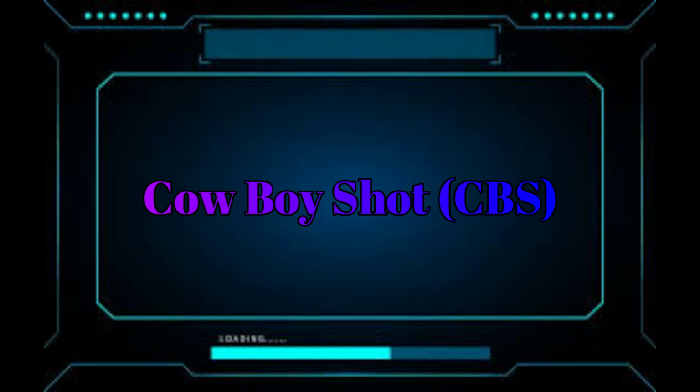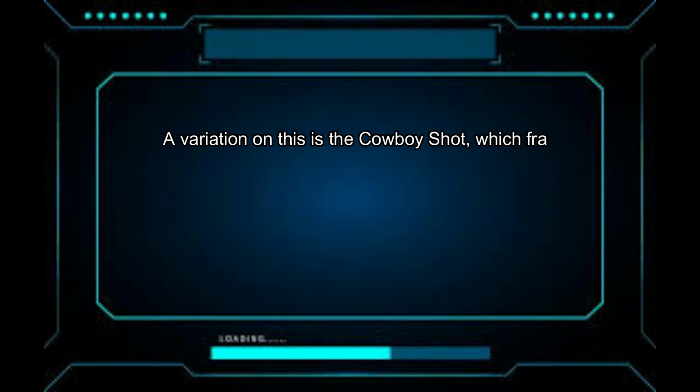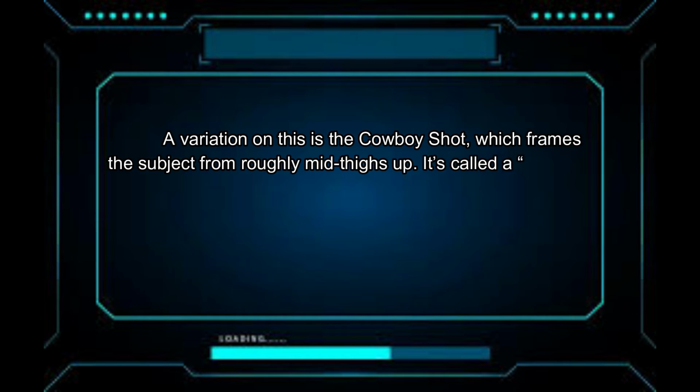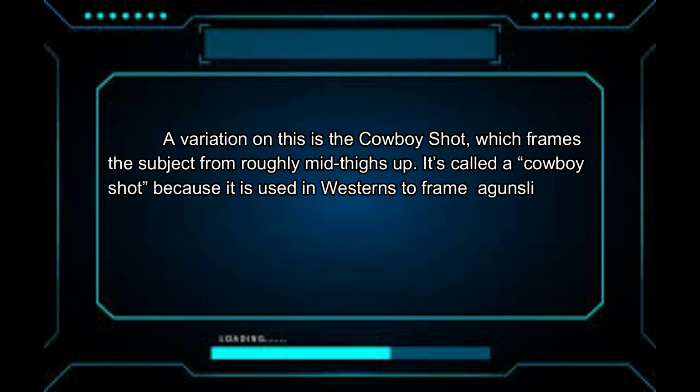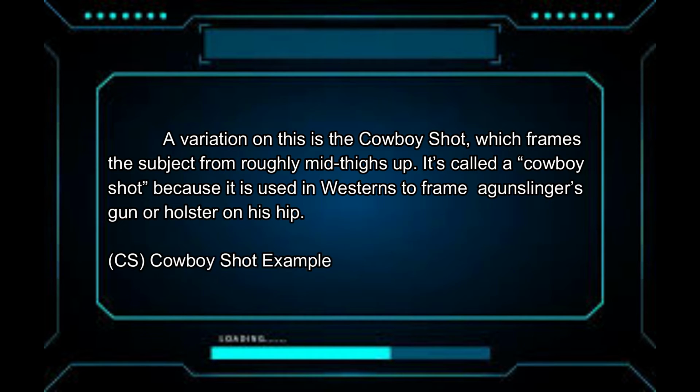Cowboy shot. A variation on this is the cowboy shot, which frames the subject from roughly mid-thighs up. It's called a cowboy shot because it is used in westerns to frame a gunslinger's gun or holster on his hip. Cowboy shot, example in The King's Speech.